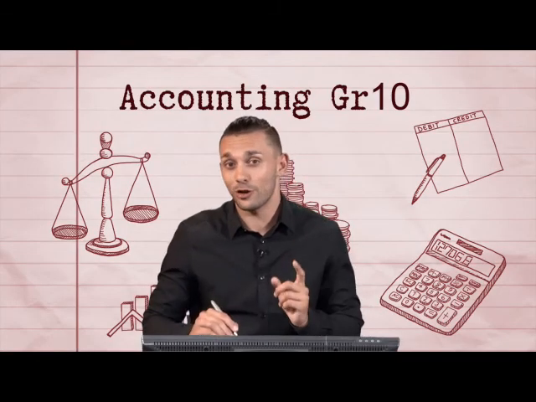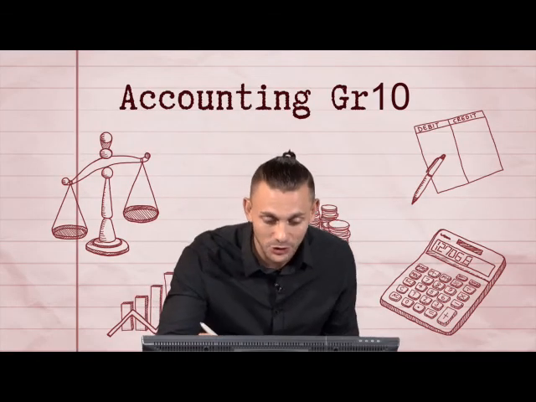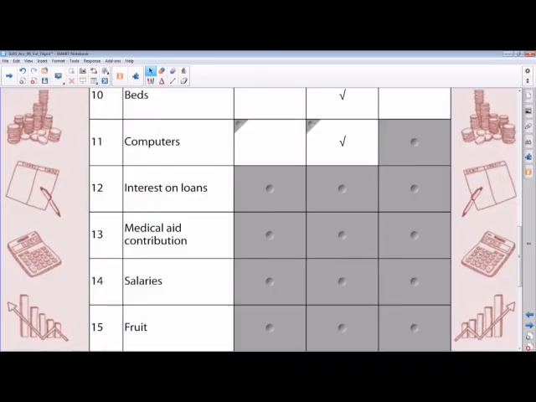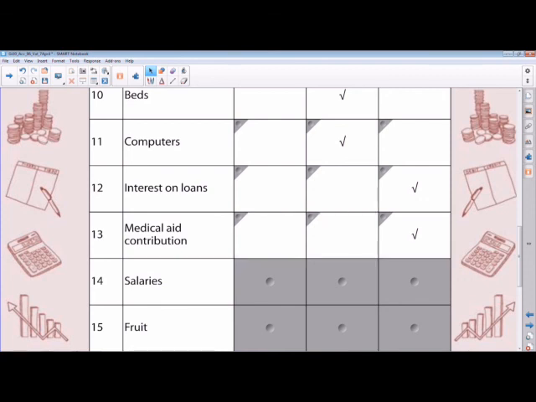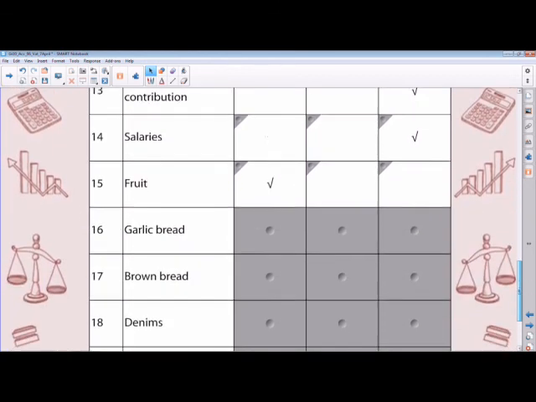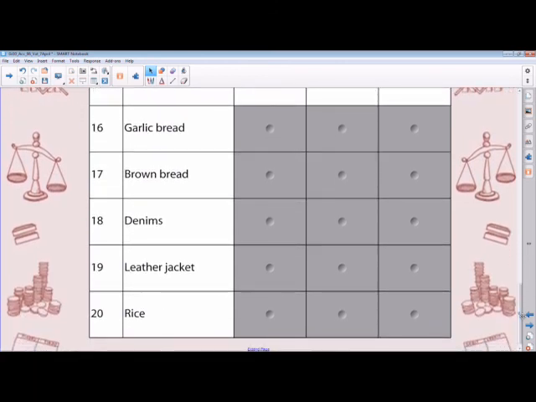Good guys, I know you got all 5 right. Let's look at them. So computers will be 14%, normally standard. Your interest on loans will be exempt from any VAT. Your medical aid contributions as well, exempt from any VAT. Your salaries as well, exempt from any VAT, because there are other taxes charged on it. And then fruit, 0%, because I need those vitamins to survive. It's a basic need. Let's go look at the last 5 for today.